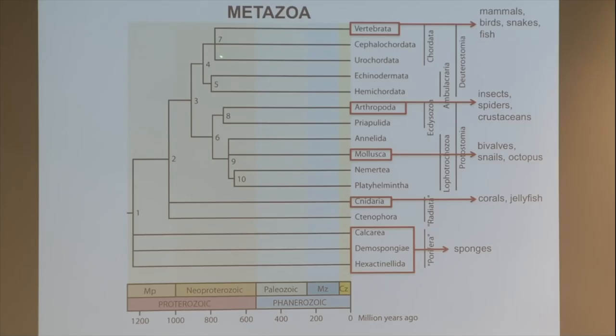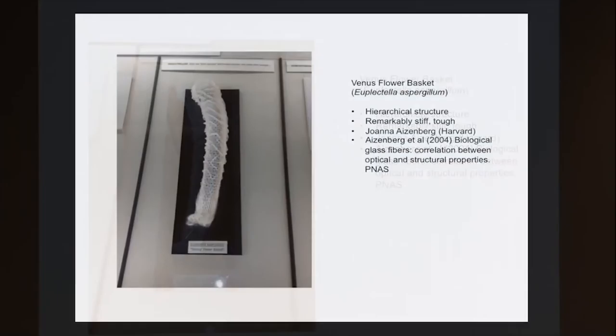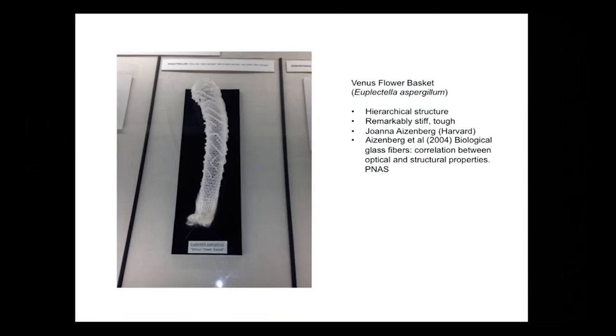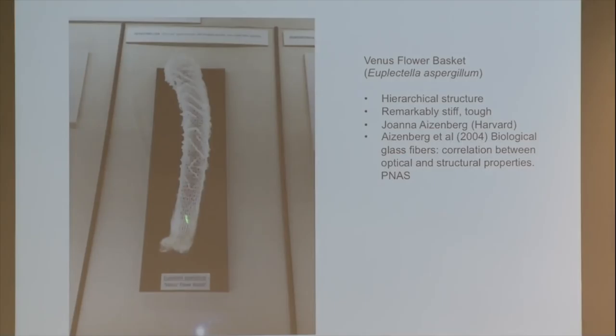When I talked about the sponges, these guys here were the glass sponges. Joanna Aizenberg at Harvard did a nice study on glass sponges, and she looked at this one called the Venus flower basket, which is the common name. It has this hierarchical structure, and it's remarkably stiff and tough. What she did in her paper was look at optical and mechanical properties, and they looked at the structure at different length scales. There's a cellular structure at this length scale. It's kind of a tube.